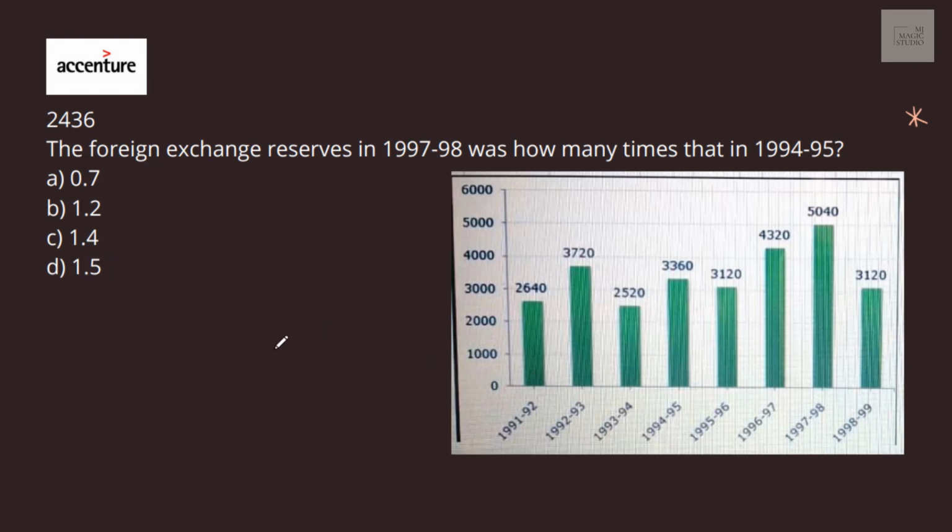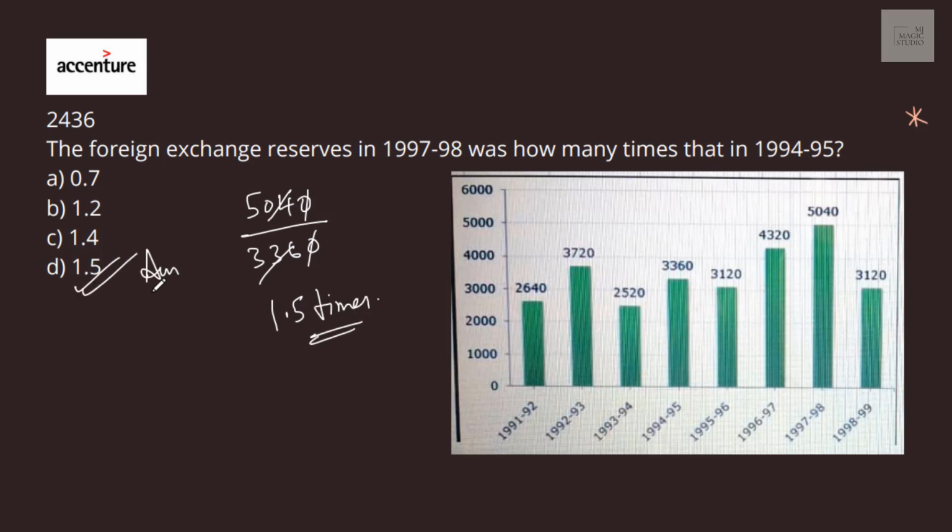Data interpretation time. These are the foreign exchange reserves in a particular country in different years. The foreign exchange reserves in 97, 98 is 5040. Was how many times that in 94, 95? 94, 95 is 3360. Thus, we need to divide 504 by 336. It will go 1.5 times. Yes, that is there. Option D is the answer.